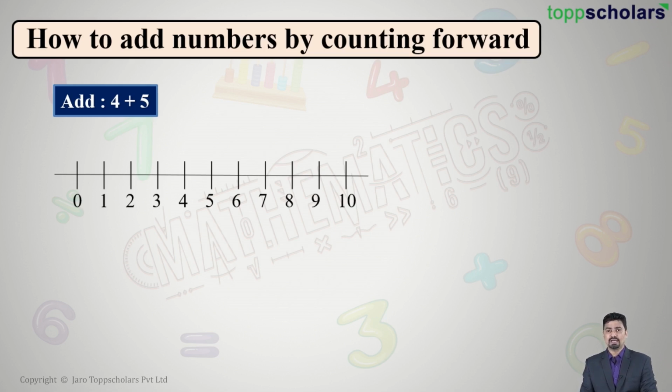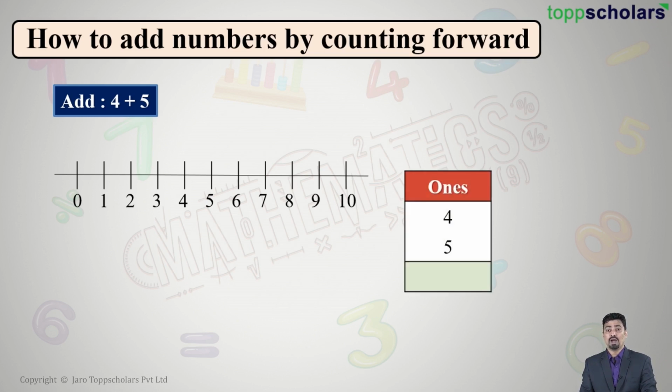So we have a number line where we have written numbers from 0, 1, 2, 3, 4, 5, 6, 7, 8, 9 and 10. Let us mark the first number, that is 4, because we have to add 5 in 4. Now 4 and 5 both are single digit numbers. So their place is ones, or we say units. Correct? So we have ones, 4 and 5.